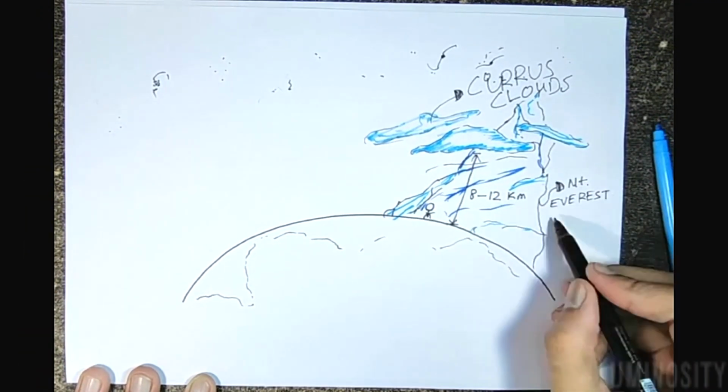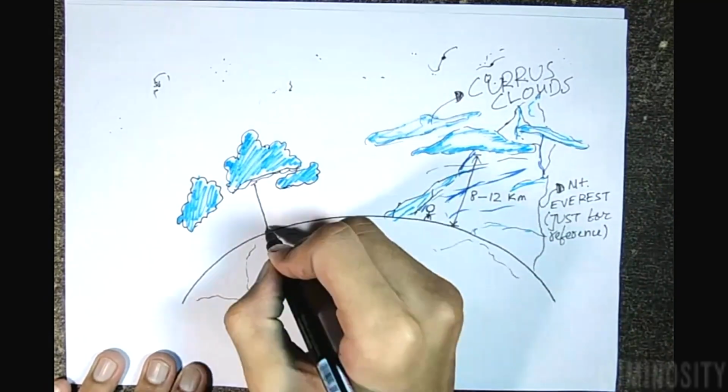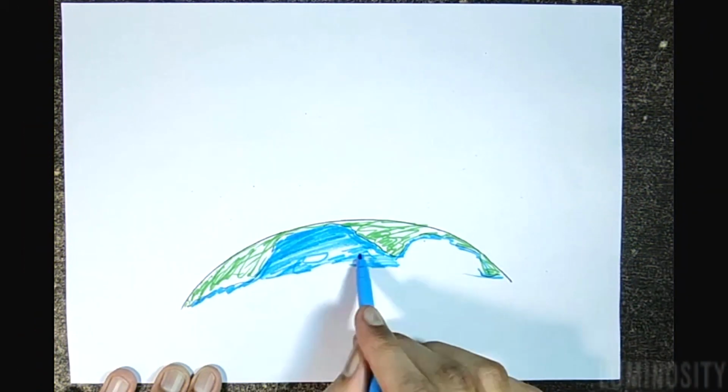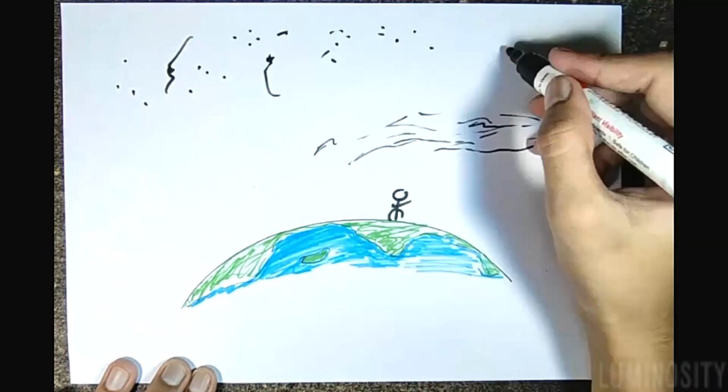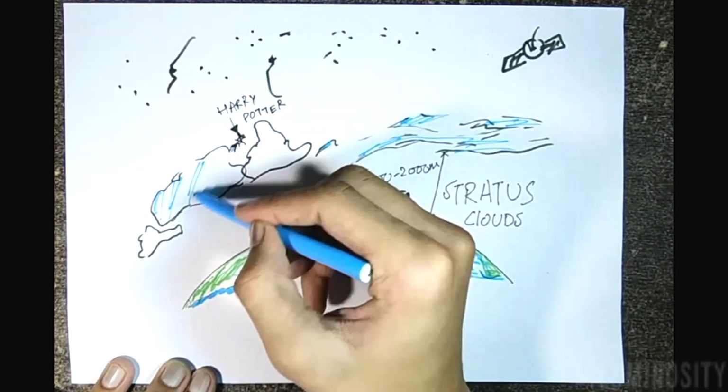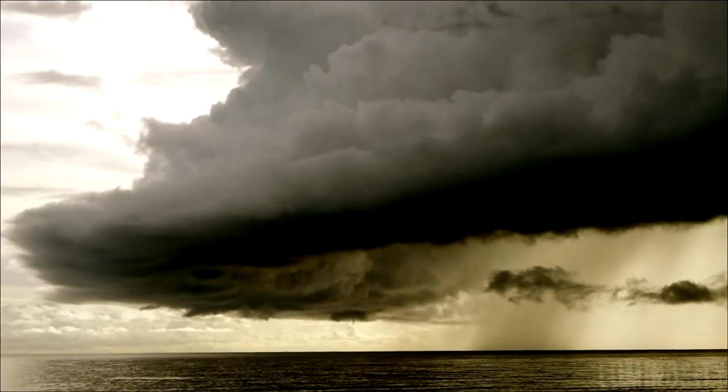Then we have cumulus clouds that are formed at heights between 200 to 2000 meters, and they usually have a flat base. Right under this range are the low density stratus clouds. And lastly are the nimbus clouds that are in the range of 500 to 5000 meters. They are what you see before a storm or on a rainy day.